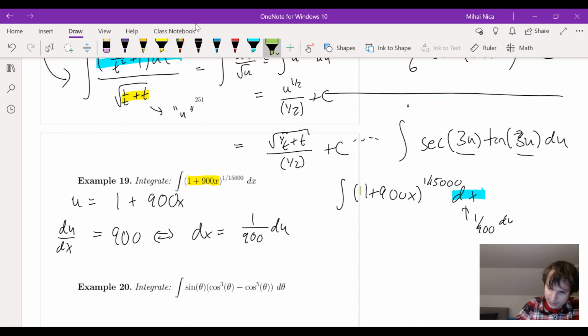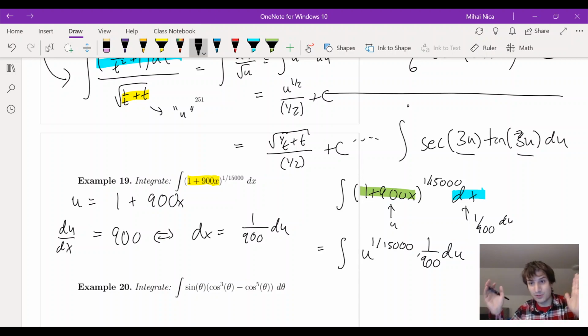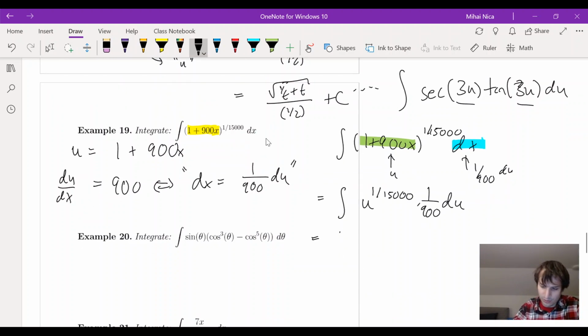And this stuff is going to be the u. So this is equal to the integral of u to the power 1 over 15,000 times 1 over 900 du. So there you go. That'll work and complete it. In reverse chain rule, you would have had to come up with this dividing and multiplying by 900, but it's all taken care of automatically by this replacement rule. Okay, so what do you get? 1 over 900.